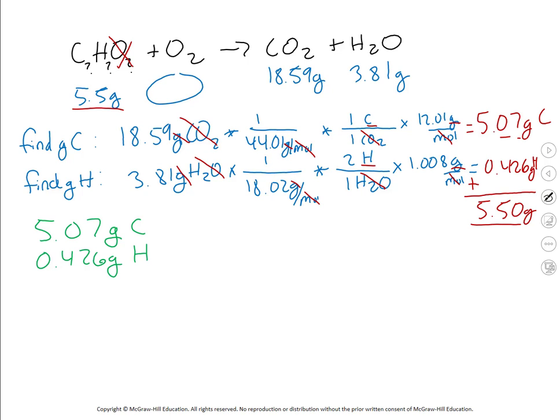So now I have grams of carbon, grams of hydrogen. I'm at the same place I was at step 2 of the practice problem we started today with. So what do I do with those grams? Convert them to moles. When in doubt, convert to moles. So we do that by dividing by molar mass. And that will give us moles of carbon and moles of hydrogen.